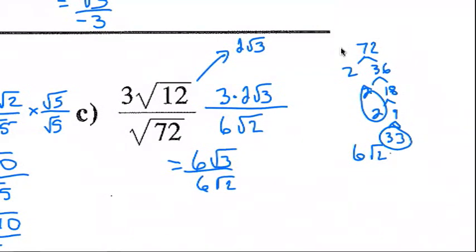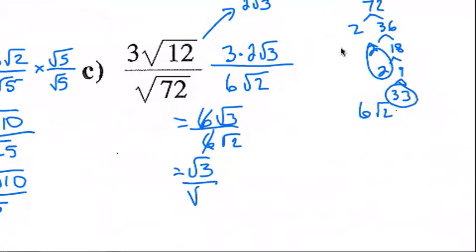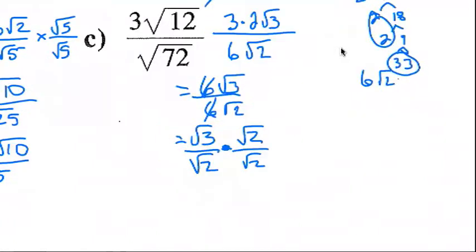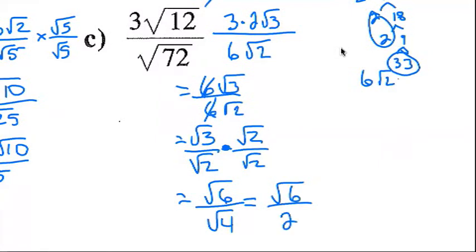The 6s will cancel. Square root 3 over square root 2. And I need to rationalize. Multiply by square root 2 over square root 2. Just square root 6 all over square root 4. Square root of 4 is, oops, not 4 there, that's a 6. Square root of 4 is 2. Done.